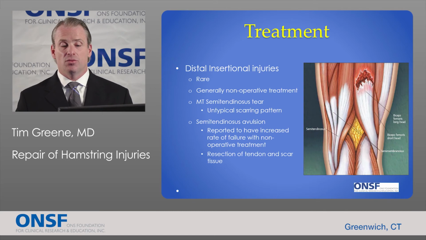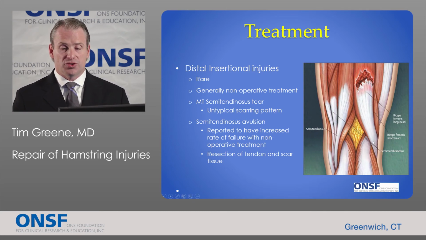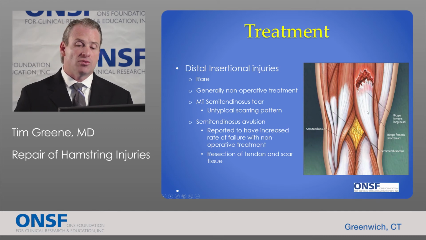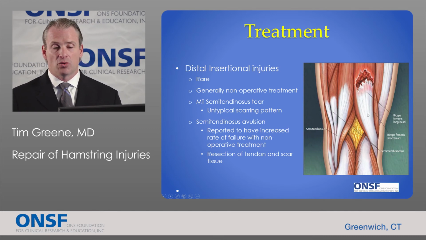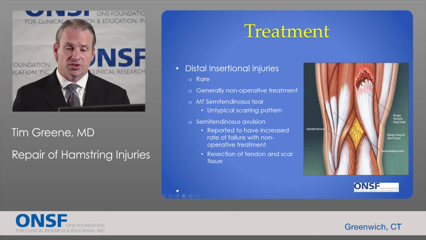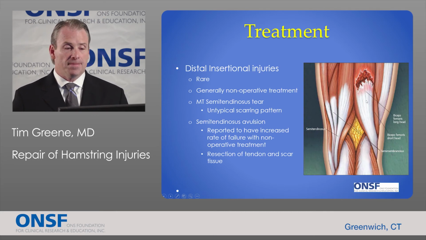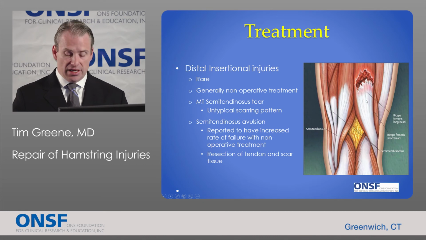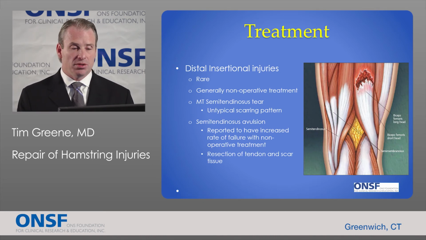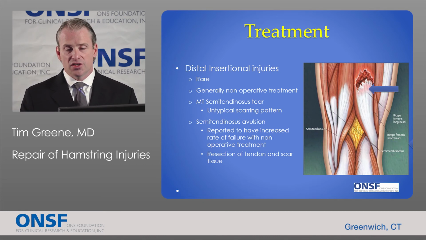So when the semitendinosus itself, that more superficial tendon that attaches to the knee, tears and retracts, sometimes it can scar in an abnormal position. Or when the muscle tendon unit tears and retracts distally, that can produce some atypical scarring and pain that can't get better. I'm going to show you an example of this out of these injuries.